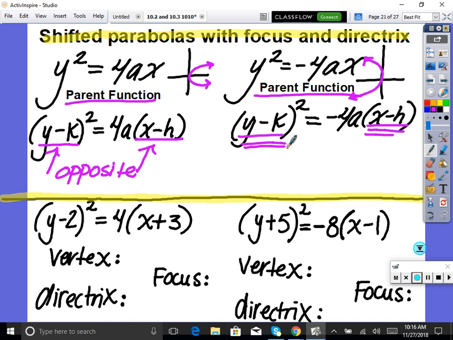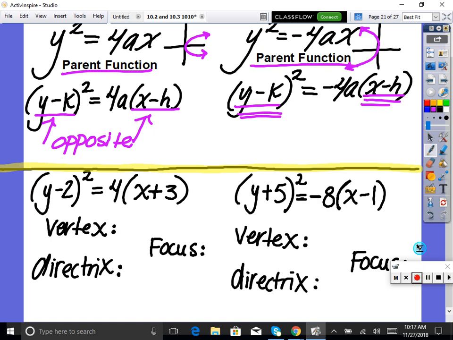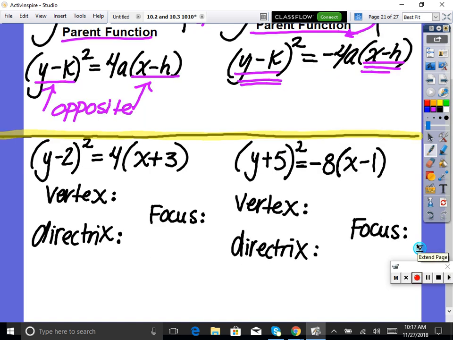Let's look down here. It's all pretty straightforward. If I said to you, given this equation, do you guys see how you would say, well, if I said to you, what is the vertex here?